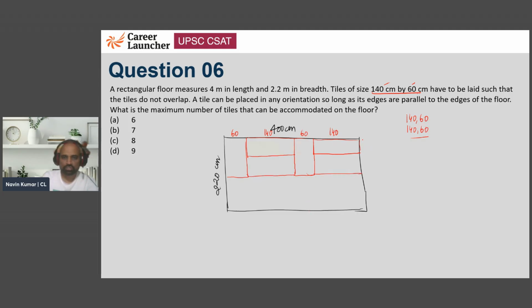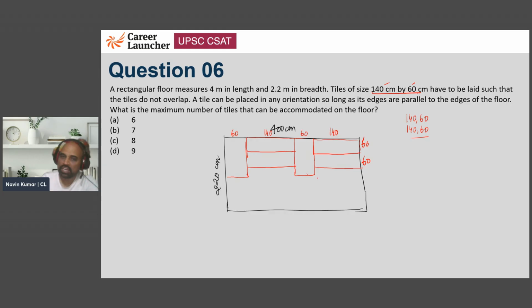Now, this is 140 and 60 plus 60. So this is 60 and this is 60. So basically what happens is this is thinner than expected, right? Because this entire length is 140 and this is 120 only. Now 140 plus another 140 we can't do. So 6 we have figured out so far.